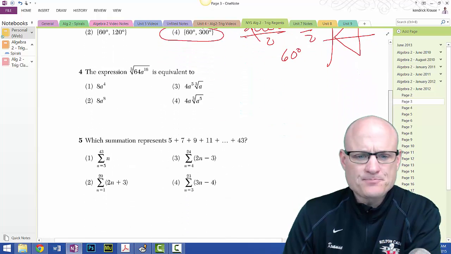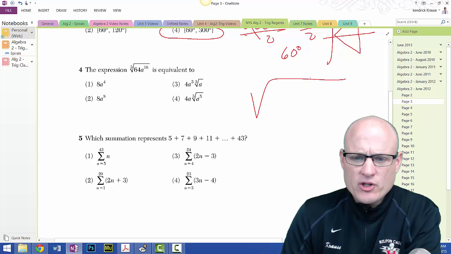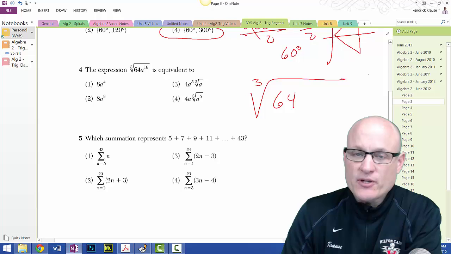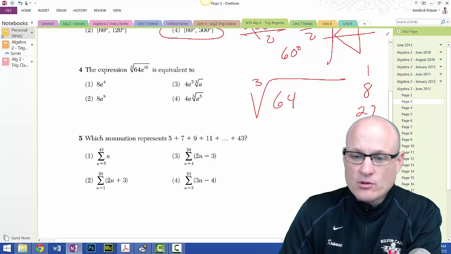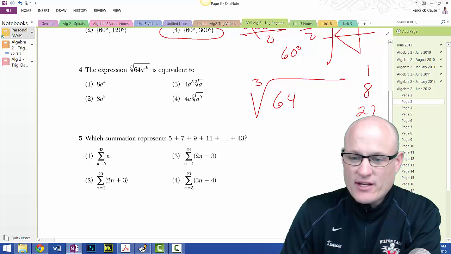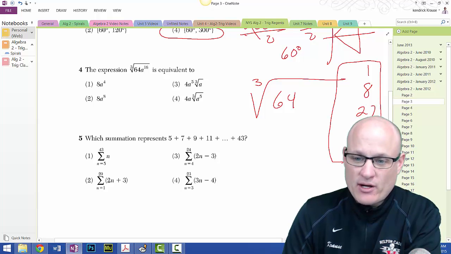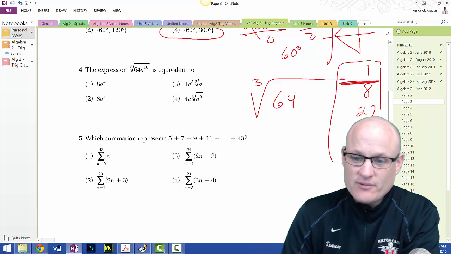Let's move on. We're looking for perfect cubes. 64 is a perfect cube. If you don't know your perfect cubes, you should. 1, 8, 27, 64, 125, and the next one is 216, but nobody ever asked that. These are the ones you should have memorized, and in fact, it's really just these.